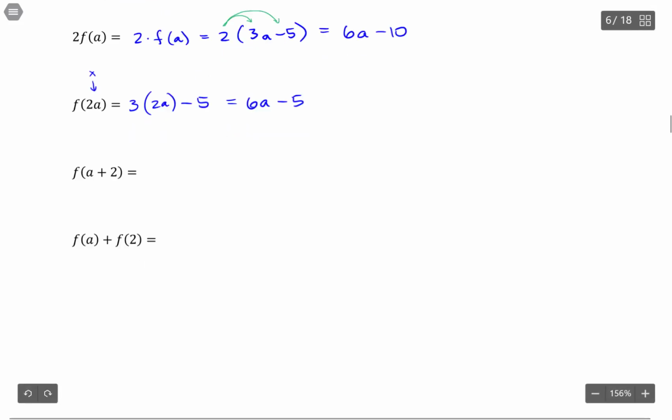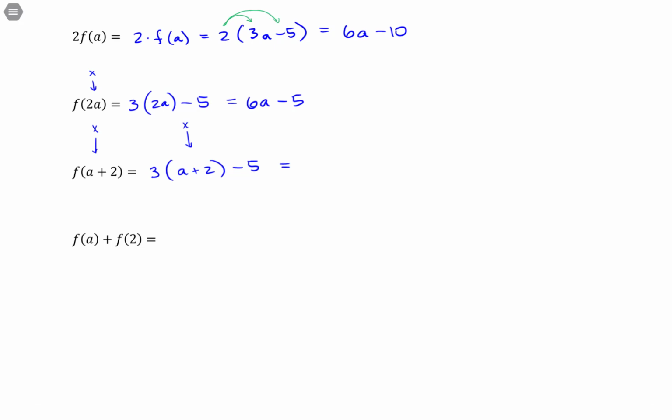The function f evaluated at a plus 2 would be 3 times the quantity a plus 2 minus 5. So again, whatever we replace x with here, we do the same over here. So when we distribute the 3, it multiplies the a, and we get 3a. The 3 then multiplies the 2, which gives us 6, and then we have the minus 5 on the outside. And simplifying means combine all like terms for sure. So 3a plus 1.